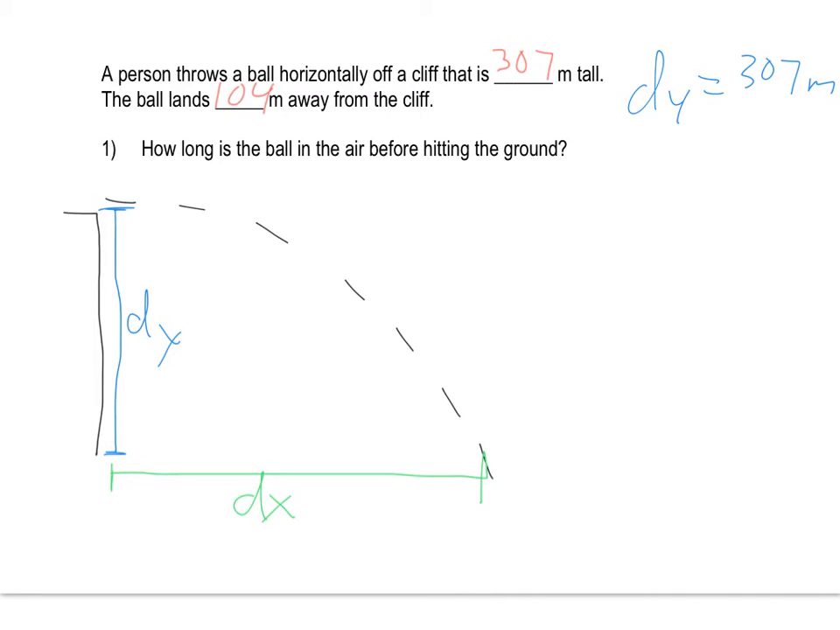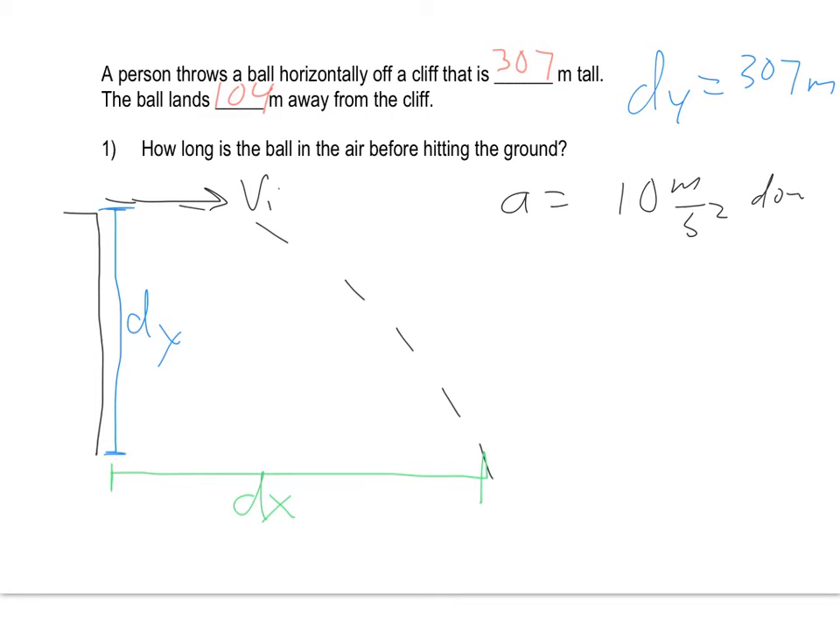As far as how long the ball is in the air, that's really a matter of why the ball hits the ground in the first place, and that is, of course, gravity. The ball is thrown off the cliff with some initial velocity, and if it weren't for gravity, the ball would just go off to the right in a straight line forever. We know that the acceleration of gravity is 10 meters per second squared.